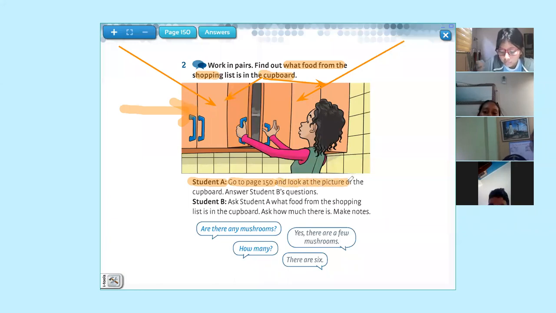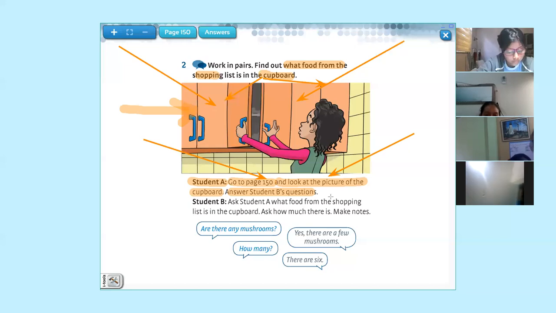And look at the picture of the cupboard. Answer student B's question. Okay. So here we are going to use page 150. Please, everybody, go to page 150. Quickly, page 150. Here you have the pictures. And you are going to use the pictures on this page to elaborate the questions. Continue, student B.